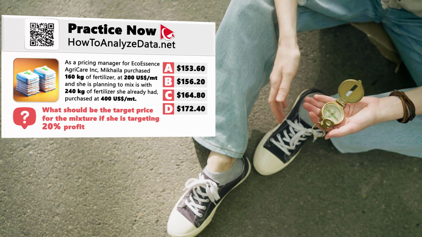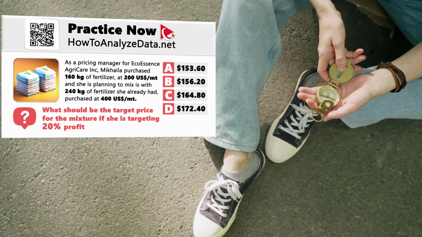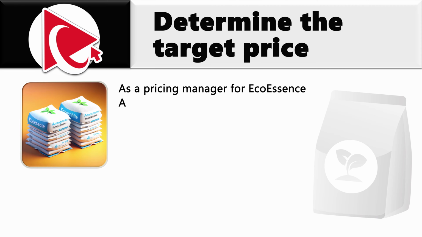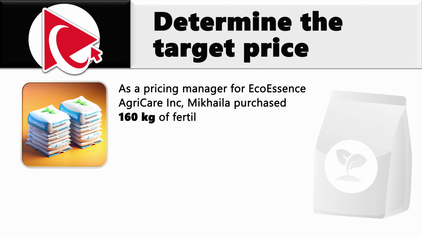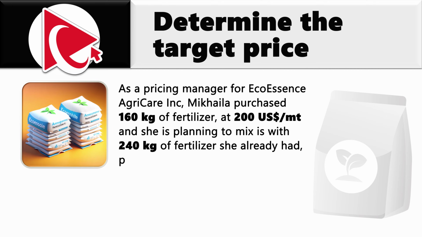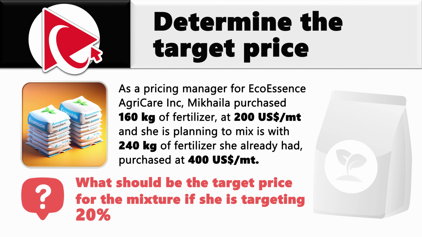Because navigating through these price calculations felt like exploring a maze. Don't believe me? See for yourself. As a pricing manager for Eco Essence Agricare Inc., Michaela purchased 160 kilograms of fertilizer at $200 per metric ton, and she is planning to mix it with 200 kilograms of fertilizer she already had purchased at $400 per metric ton. What should be the target price for the mixture if she is targeting 20% profit?